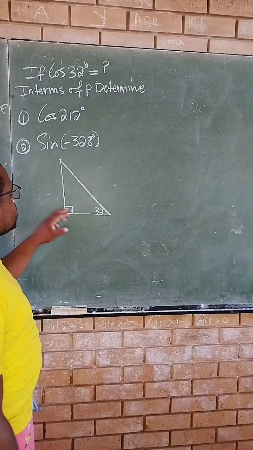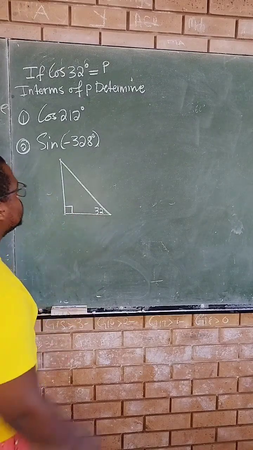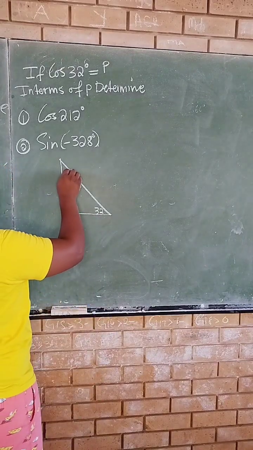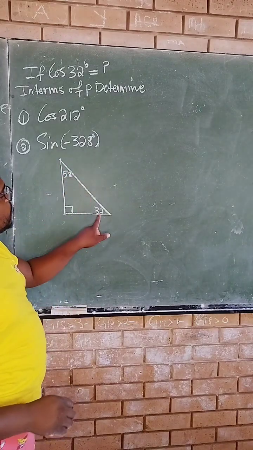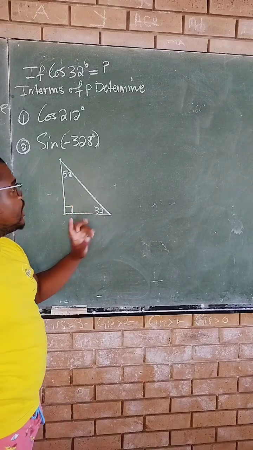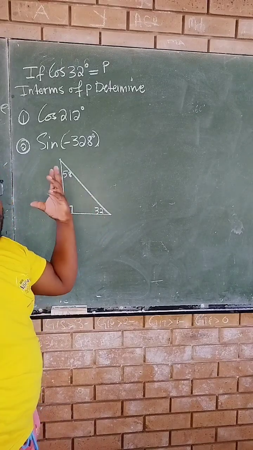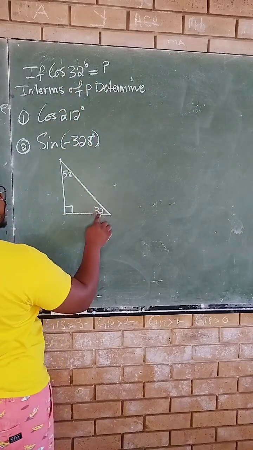Now, since I have 32, I say 180 minus 90 minus 32. I will have here 58, okay? When you say 58 plus 32, you can see that you will have 90 degrees, okay? 90 degrees plus 90 degrees, it's 180. Then we go, cos of 32, here is 32.